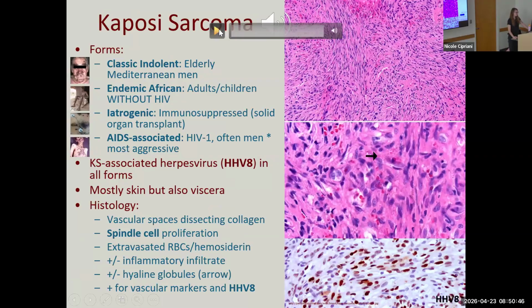Okay. Kaposi's sarcoma, okay, for Dr. Kraus. Four variants. The classic, indolent elderly Mediterranean man version; the endemic African version in patients who are not immunosuppressed; the iatrogenic, where we have immunosuppressed the patient because we've given them an organ transplant; and then the AIDS HIV-associated, which is the most aggressive form. So all morphologically similar: spindle cells, extravasated red cells, hyaline globules, HHV8 IHC.